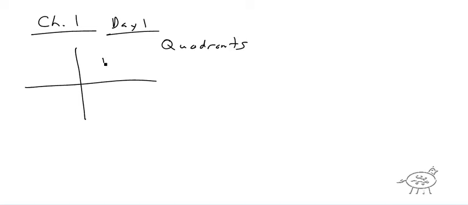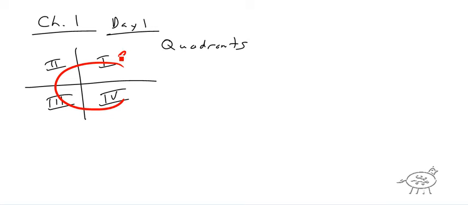Remember, this is quadrant 1, 2, 3, and 4. And how do you remember that? Well, it's easy to remember: we are the Kona Cougars. So the C starts here and goes over there. So it's 1 here, 2 here, 3 here, and 4 here.